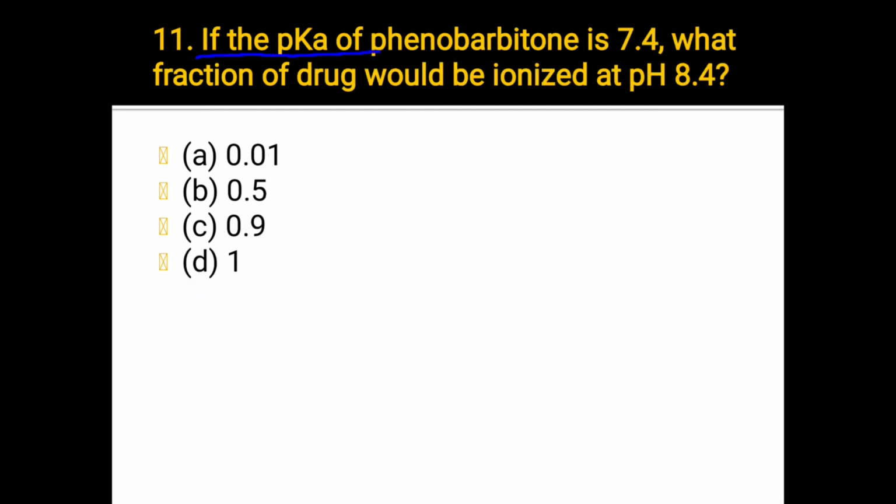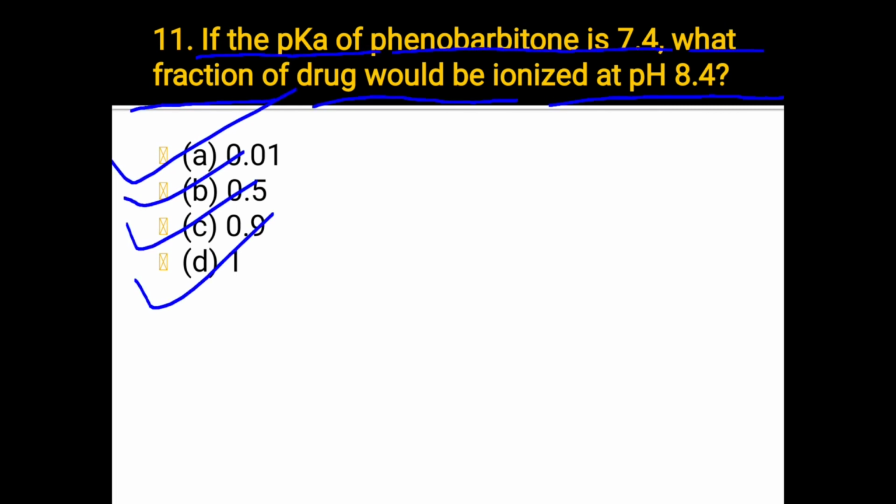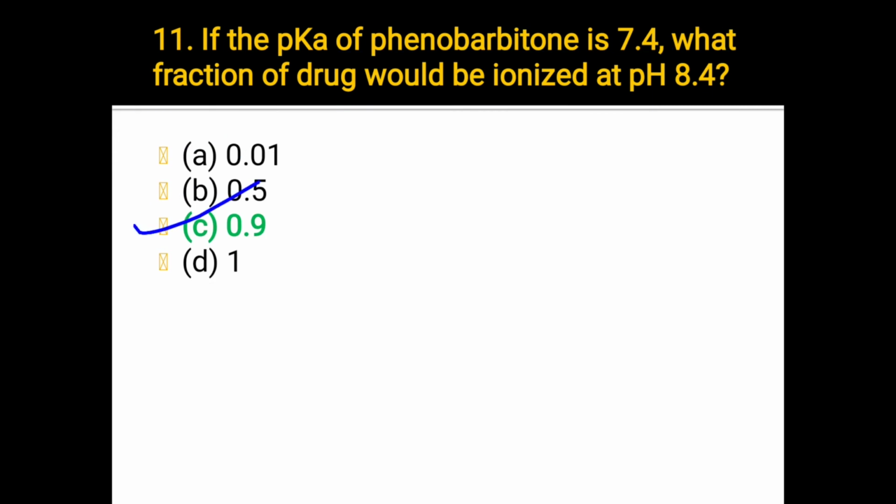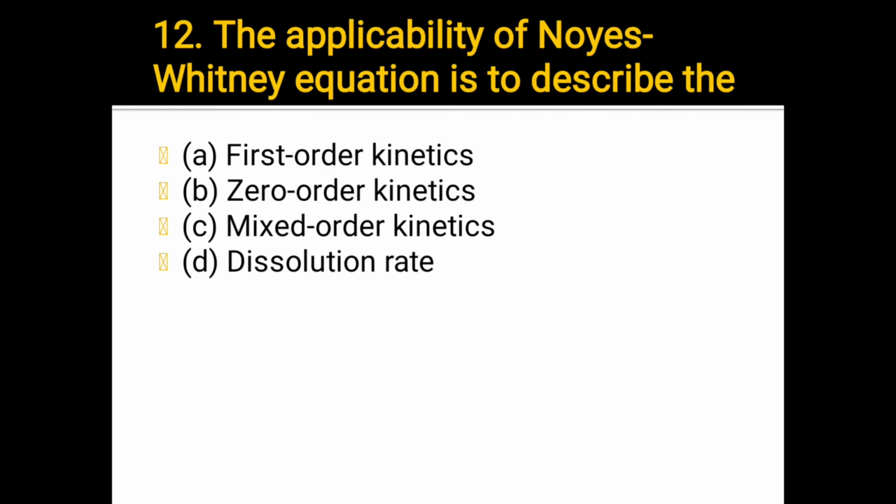If the pKa of phenobarbital is 7.4, what fraction of drug would be ionized at pH 8.4? A 0.01, B 0.5, C 0.9, or D 1. Which one answer? The answer is C, 0.9. Okay. Next, question number 12.